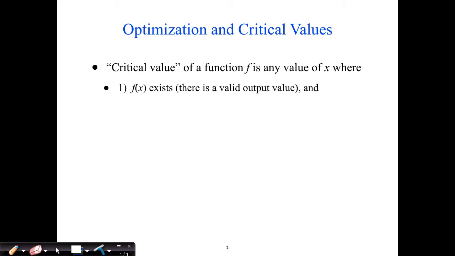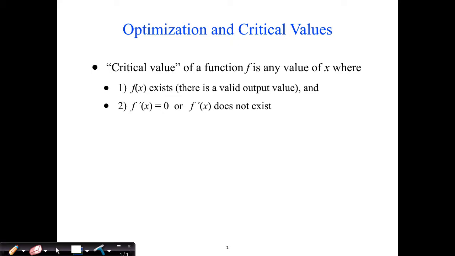But a critical value is a point that's one of these types. A critical value of f would be a value where f of x exists. So I have an output, so I have to be at a spot in the domain where the function value exists. And I have either the derivative equal to 0, which would indicate one of those flat spots, which are usually of interest for some reason or another. Sometimes they're what we're looking for, sometimes not.